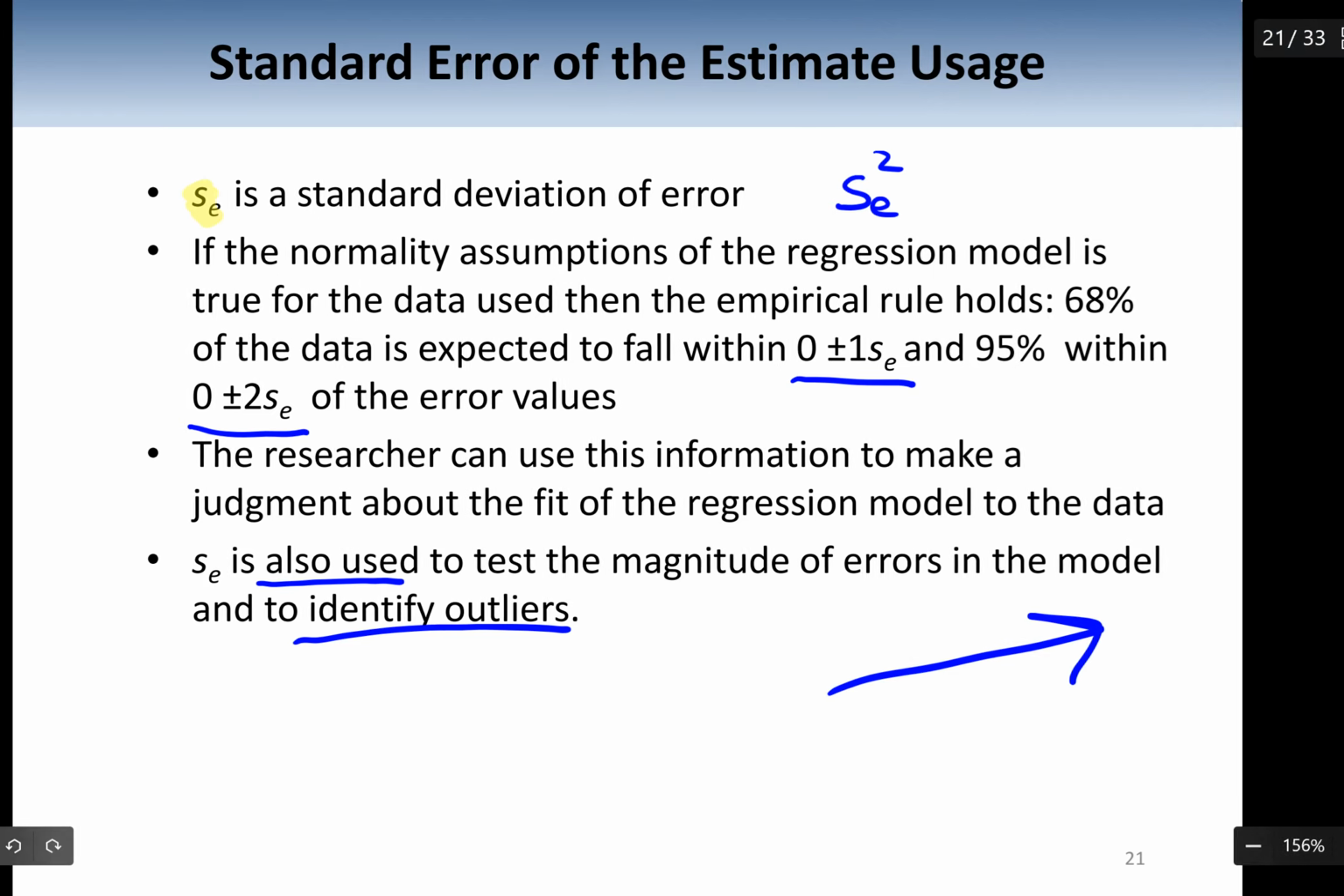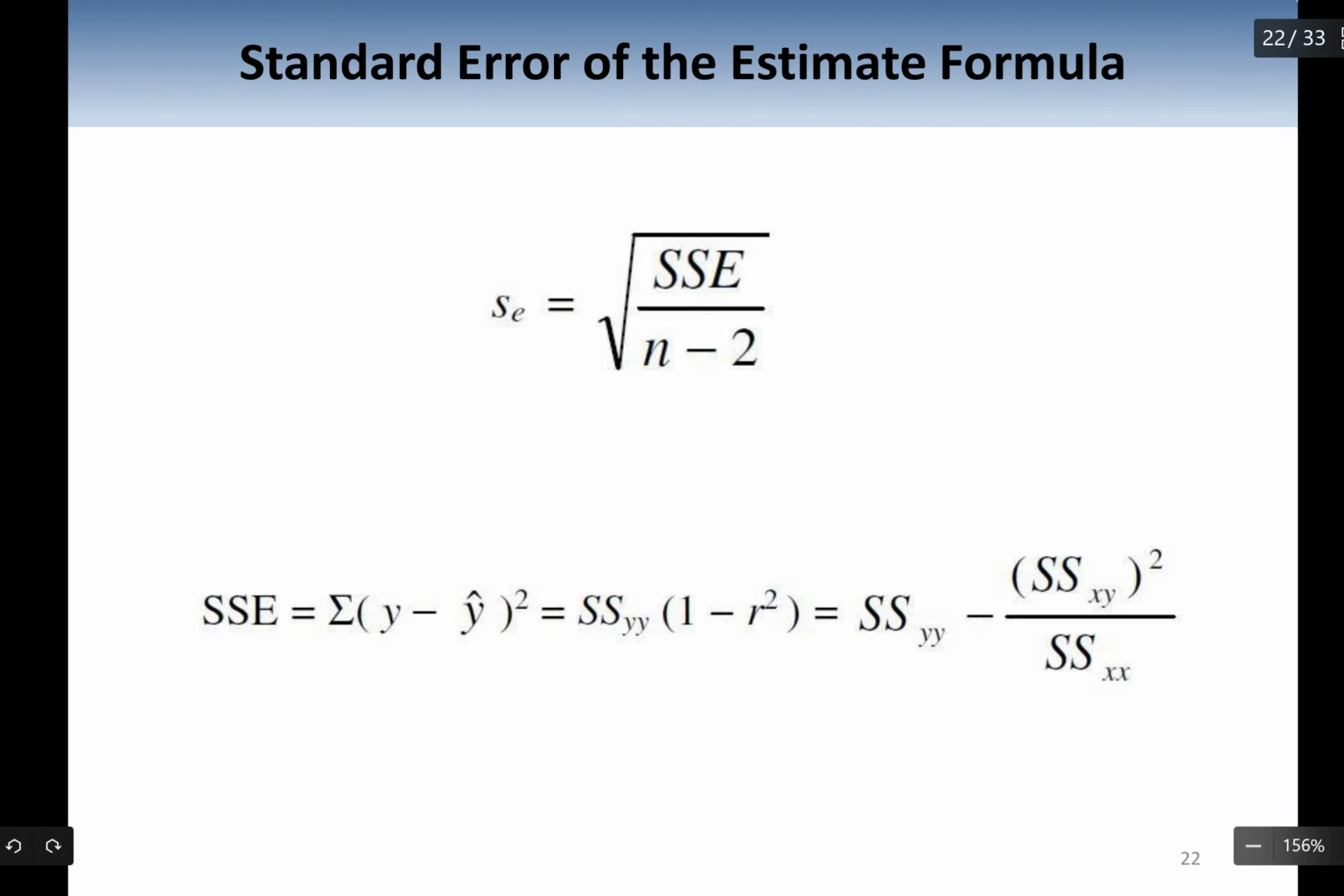So let's look at the formula here. The formula for the standard error of the estimate is the square root of the sum of the squares of the error divided by n minus 2. n is the number of data points in the model. If we wanted the variance, it would be S sub E squared, which is simply the SSE, the sum of the squares of the error, divided by n minus 2. Without the square root, you would square that value to get the variance.